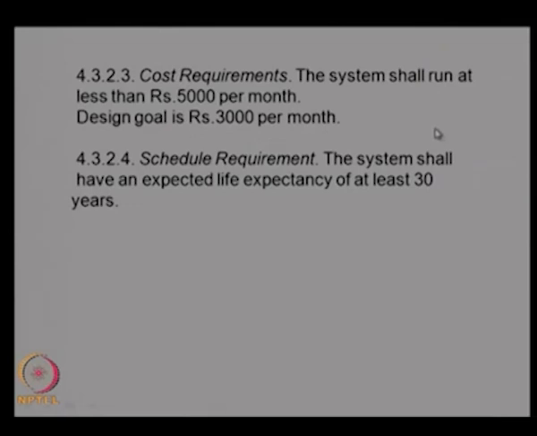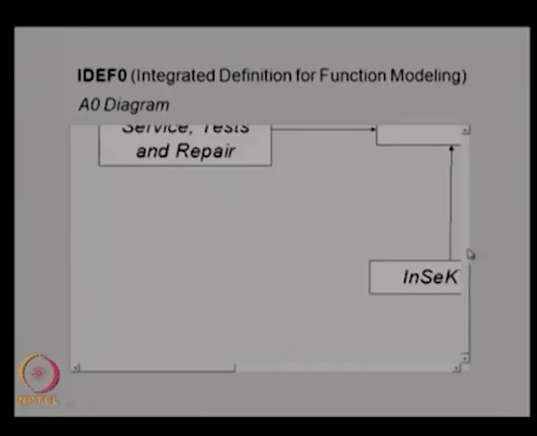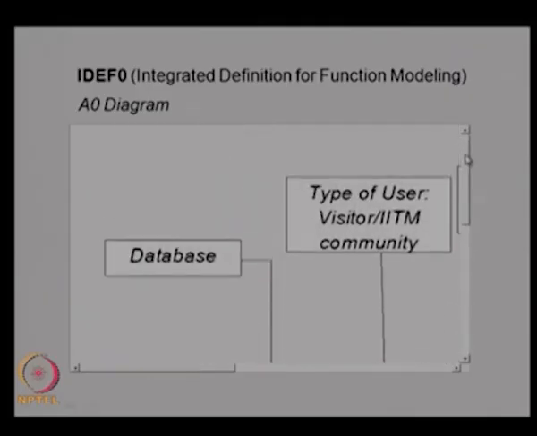The cost requirements, the system shall run at less than rupees 5000 per month, the design goal is rupees 3000 per month. In the schedule requirement, the system shall have an expected life expectancy of at least 30 years, that is the life expectancy requirement. So, once we have this we need to go for the functional decomposition.